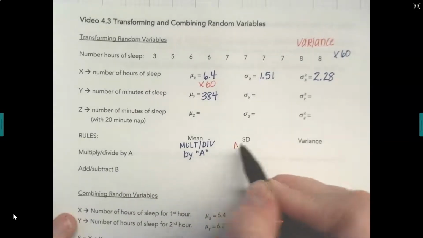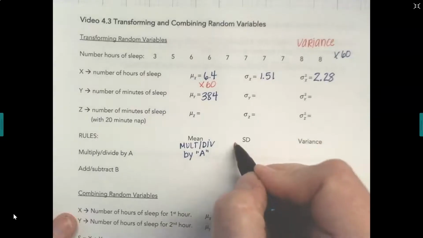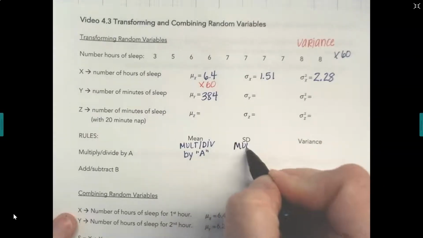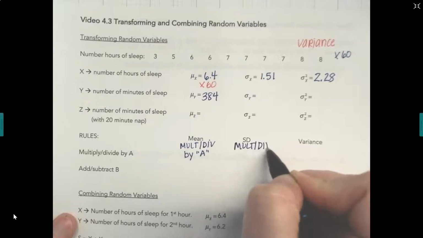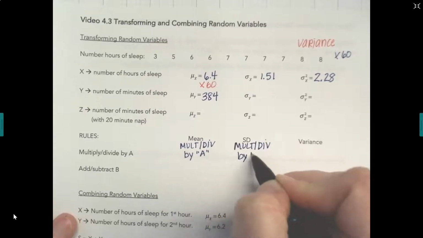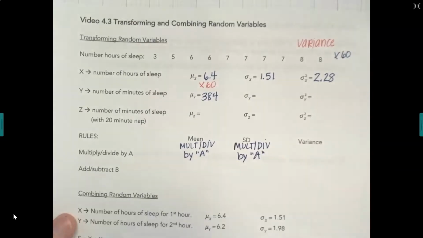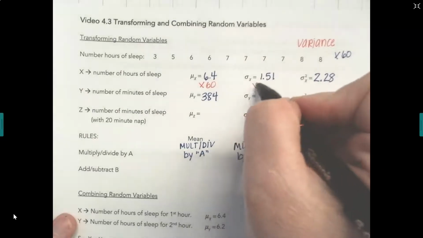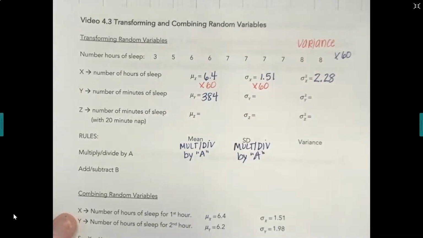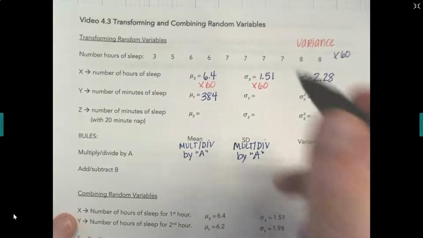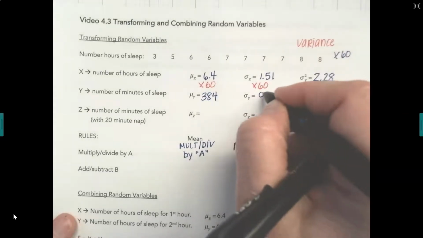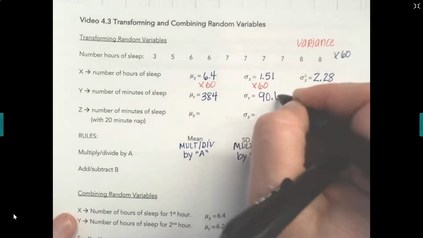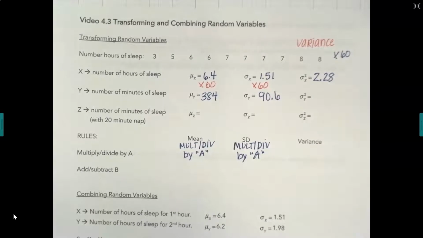For standard deviation, the same thing is going to happen. Whatever I multiply or divide by, that's what I'll multiply or divide my standard deviation by. So it's still that 60 that we were talking about. I'm going to take my standard deviation and multiply it by 60, and I get a new standard deviation of 90.6.